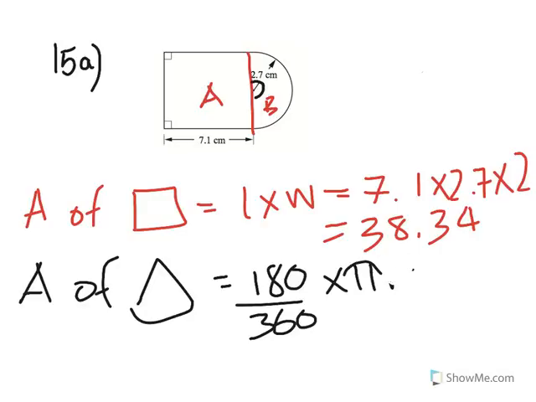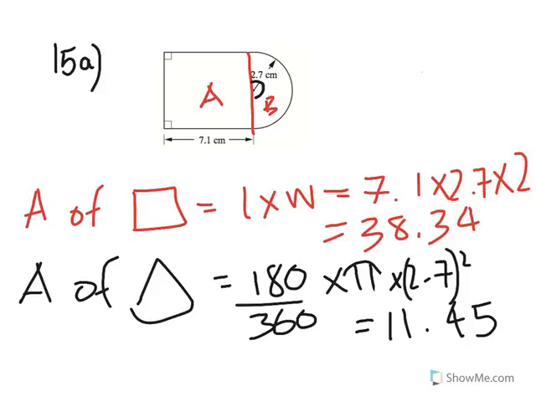And in this case, r is actually 2.7. So it's 180 over 360 times pi times 2.7 squared. Put this on your calculator and you're going to get an answer of 11.45, and I've rounded off to 4 significant figures.